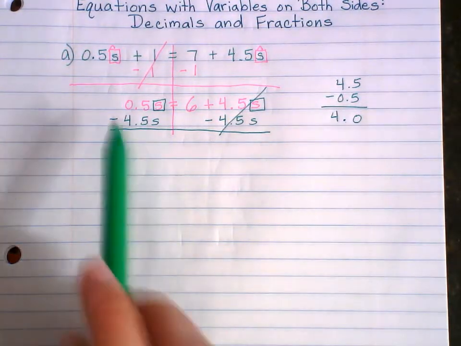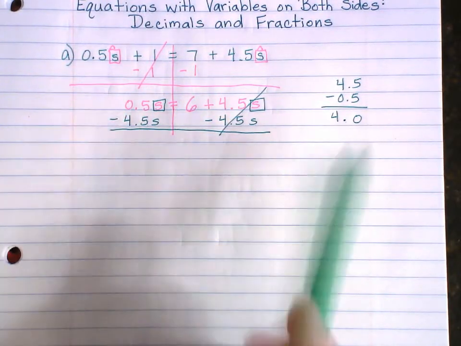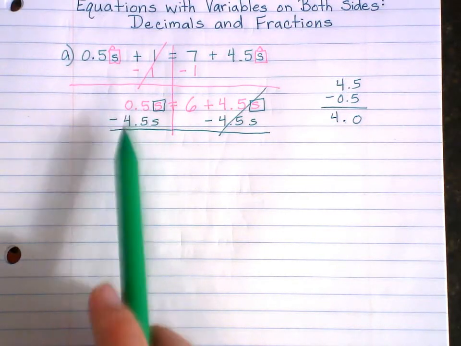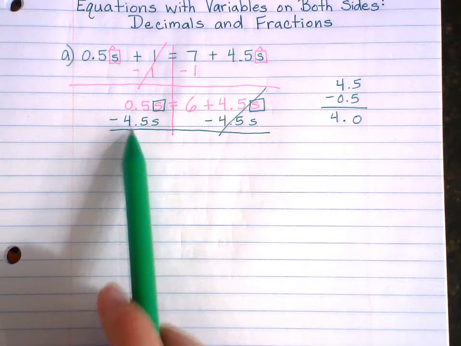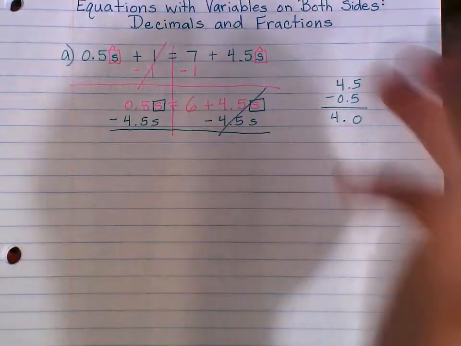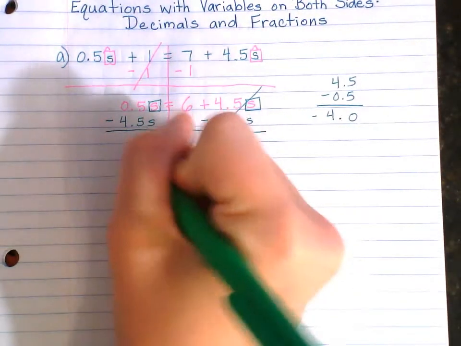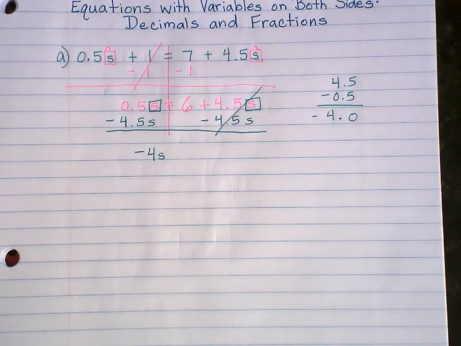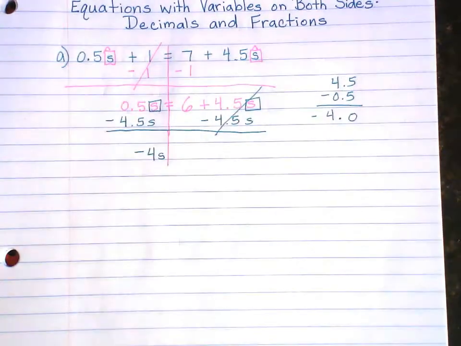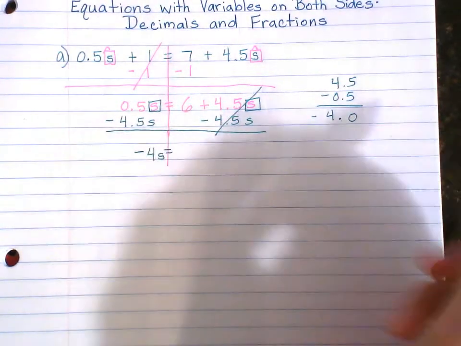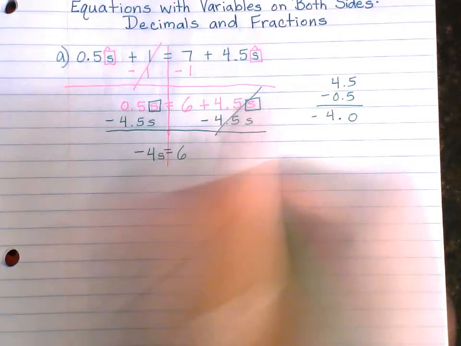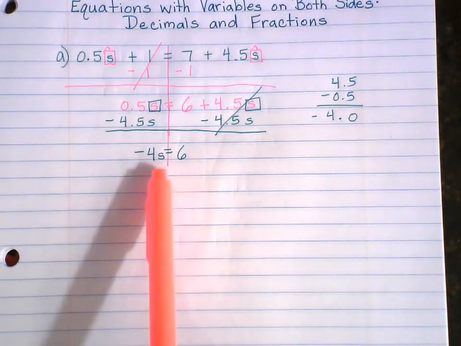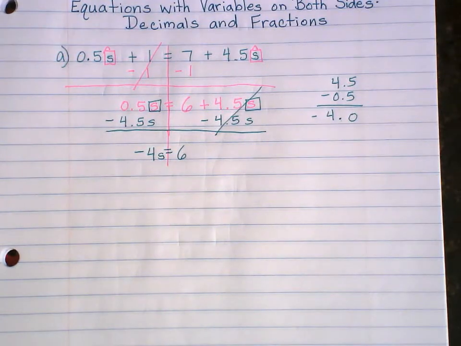Same signs add, different signs subtract, and then you keep the sign of the bigger number. So what's bigger, 0.5 or 4.5? Well, 4.5 is bigger, and it's negative, so the answer is going to be negative 4, or negative 4.0. So negative 4s equals, that canceled out, so we just have 6. Negative 4s equals 6. So negative 4 times some number equals 6.